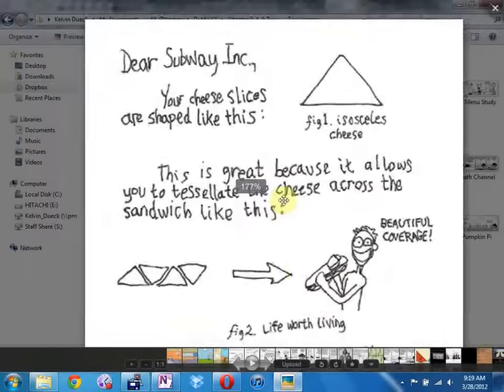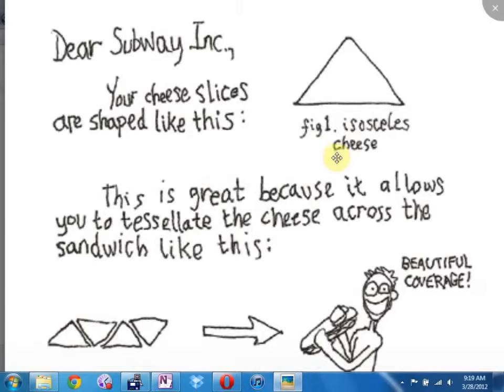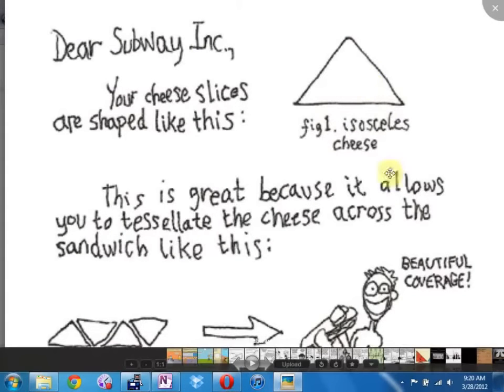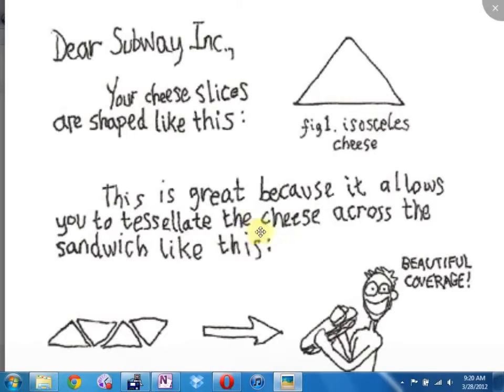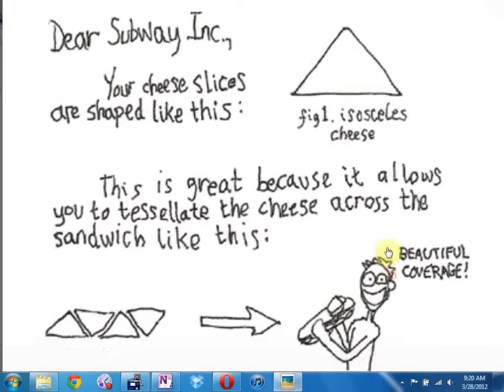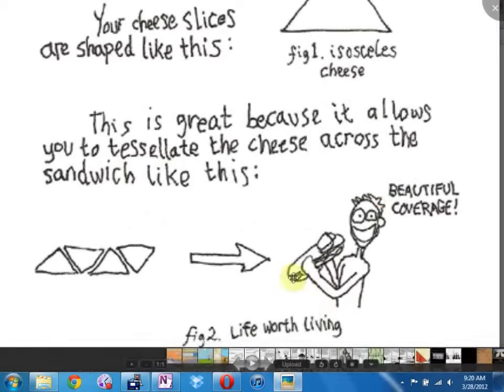This is about 2 years old, and apparently it has actually changed the chain. Dear Subway Incorporated, your cheese slices are shaped like this. Figure 1, isosceles cheese. This is great because it allows you to tessellate the cheese across the sandwich like this. Beautiful coverage. Figure 2, life worth living.